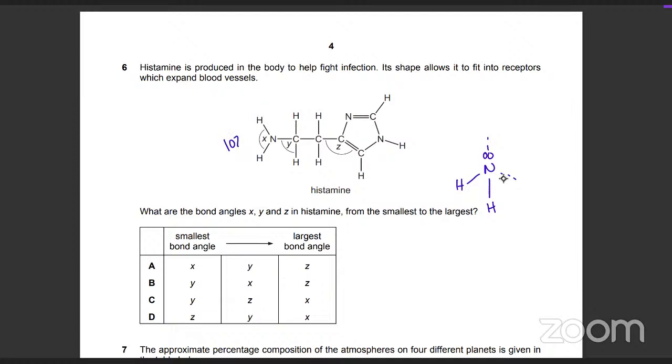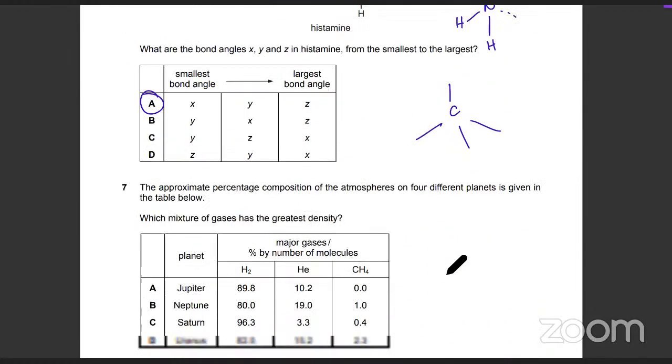Okay, what is C? Carbon making 4 bonds, so 109.5. Okay, that's 109.5. Up here, what is this C? 120. Okay, that's 120. So your angles are X, Y, Z, right? The smallest is X and the largest is Z.